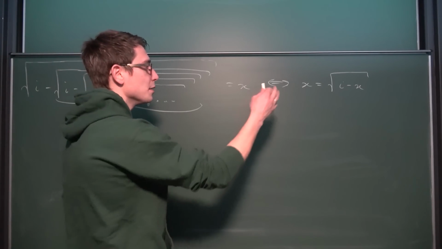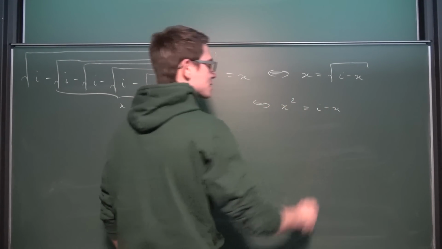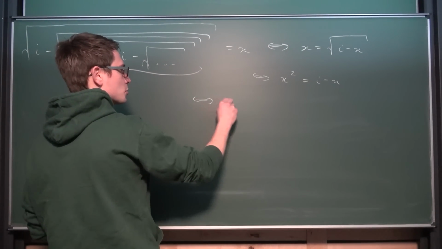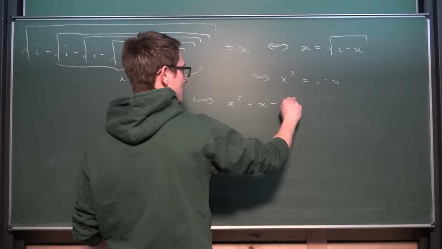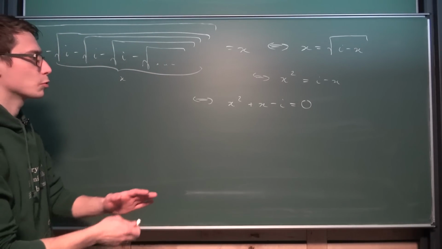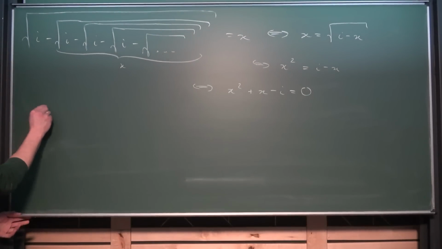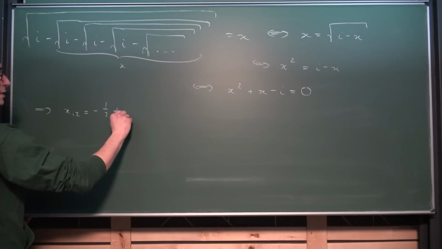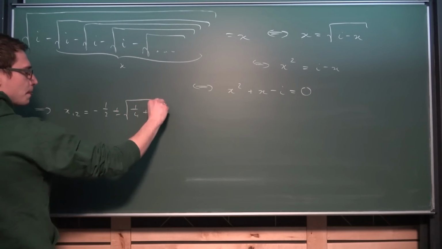This is fairly straightforward. We can square both sides. We are going to get that x squared is equal to i minus x. And now we can solve for x. We can add x on both sides and subtract the imaginary unit i on both sides, giving us x squared plus x minus i is equal to 0. And now using the quadratic formula, our coefficients are respectively 1, 1 and negative i. So what we are going to get is that x1 and 2 are hence negative 1/2 plus or minus the square root of a quarter plus i.